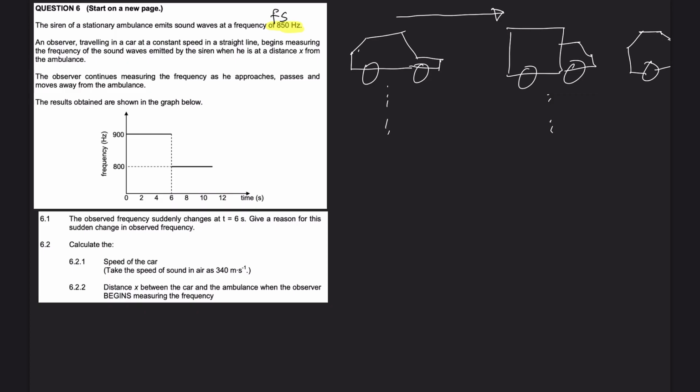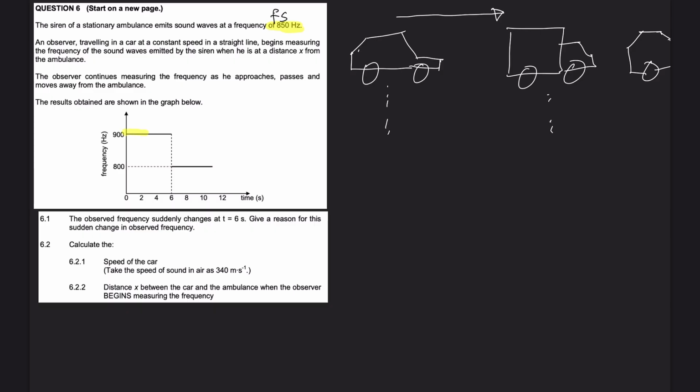So as the person is approaching, there is a perceived frequency, or there's an apparent change in the frequency, and then as the person passes the ambulance, there is another change in the frequency. So 6.1 reads, the observed frequency suddenly changes at t equals 6. Give a reason for the sudden change. So let's understand what's going on here.